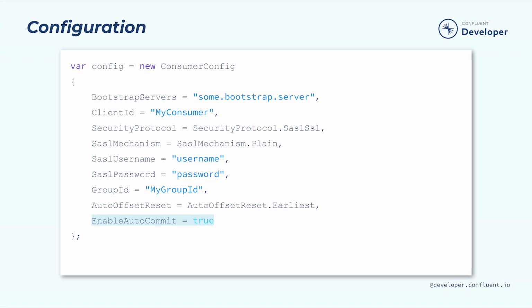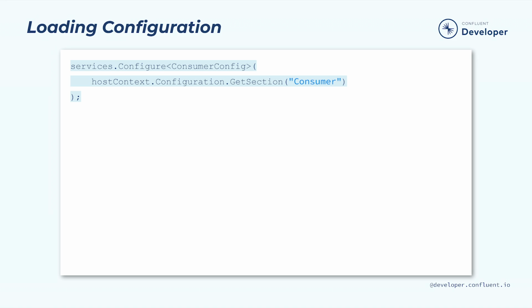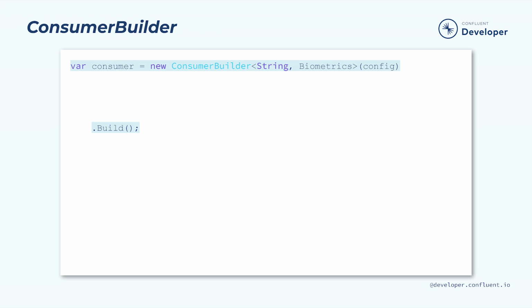Enable auto commit determines whether or not the consumer will automatically commit its offsets. Committing an offset indicates that the consumer has finished processing a message and doesn't want to receive it again. If we choose to auto-commit, then the offsets are automatically managed by the consumer. We'll go into more detail on committing offsets later in the course. Like with the producer, these settings can be loaded from a configuration file using the configure method in the dependency injection framework.